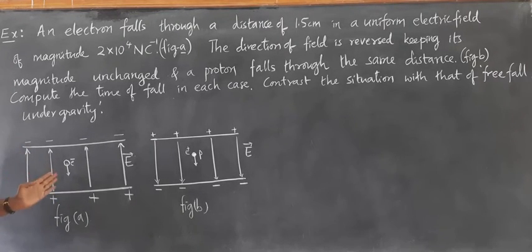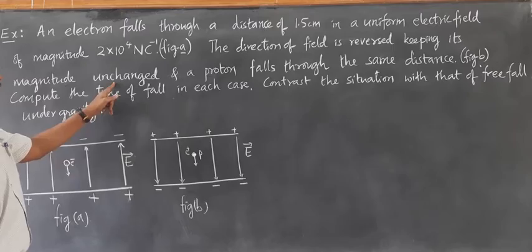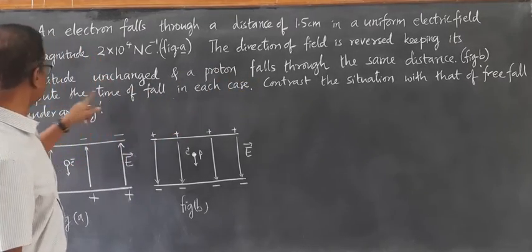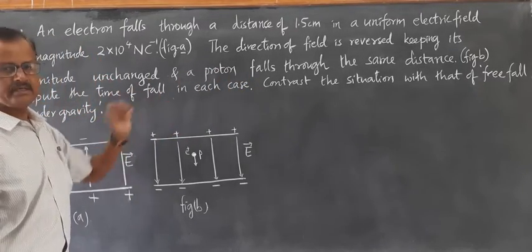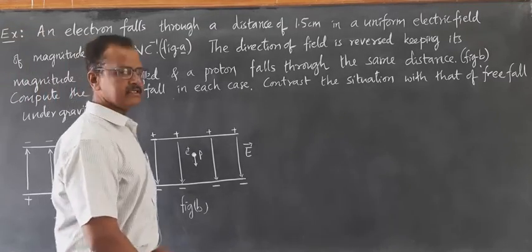Now we can calculate the acceleration of the electron and the acceleration of the proton. Before that, you are asked to calculate the time of fall in each case. Compute the time of fall in each case. Right? So first we'll write what the acceleration is.